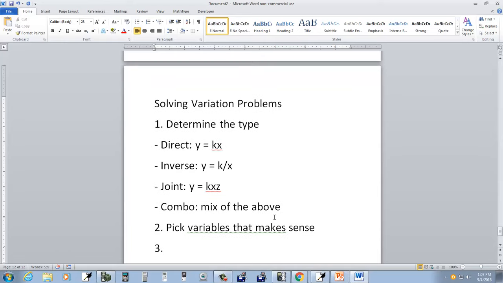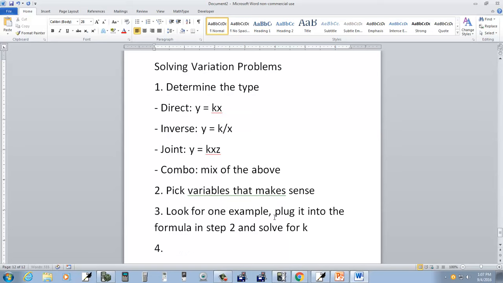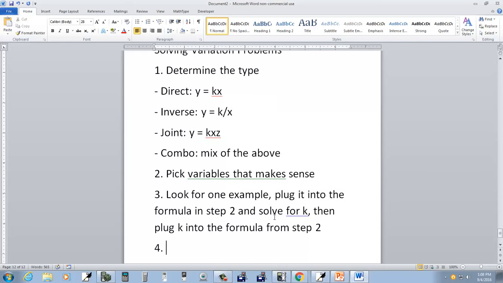Step 3, look for your one example, plug it into the formula in step 2, and solve for K. Actually, let me go ahead and put it in here. And solve for K, then plug K into the formula from step 2. And then step 4, find what they really want.